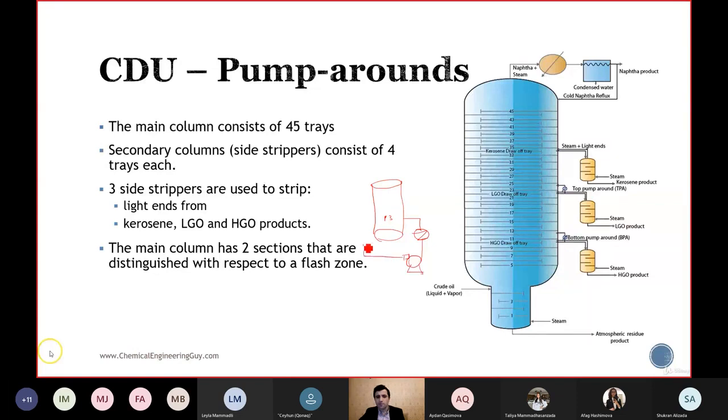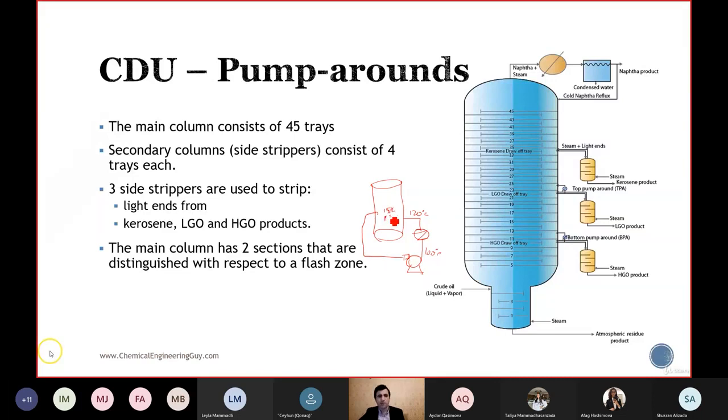We pump it to the 14th or 15th tray. It is 120 degrees Celsius. From the heat exchanger, it is 100 Celsius. And then we kind of control the temperature. We cool down the 15th tray with this pump around. Exactly, it is happening here.